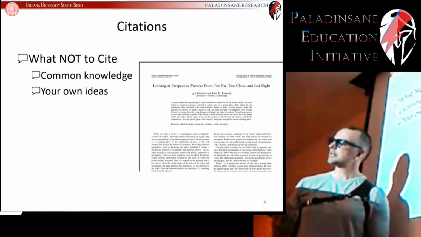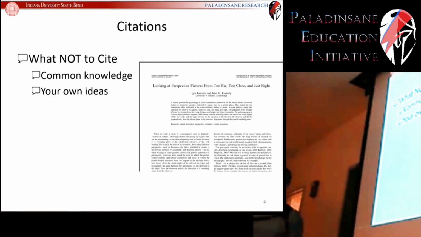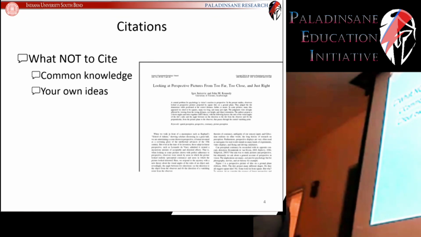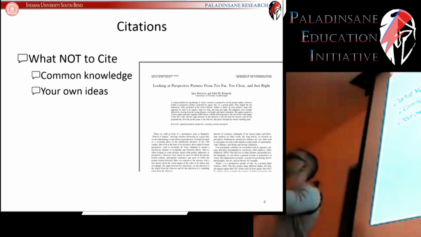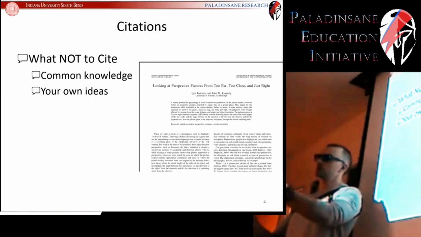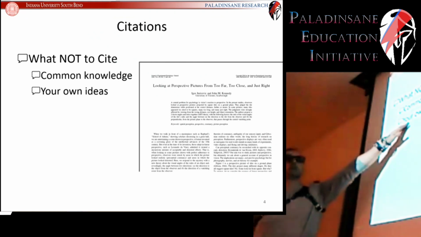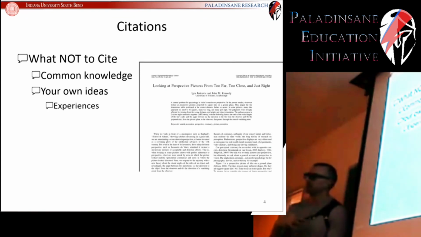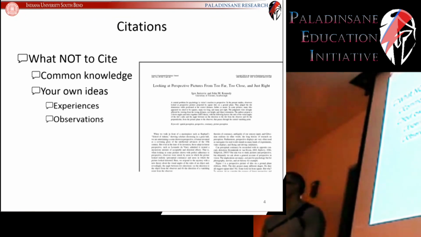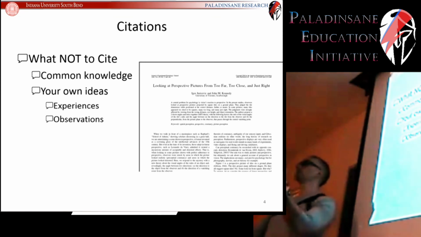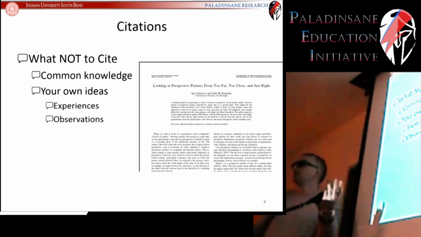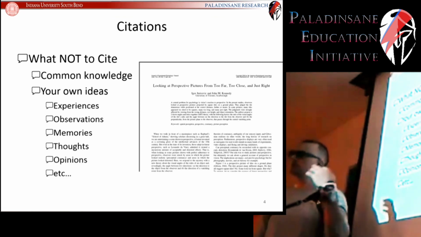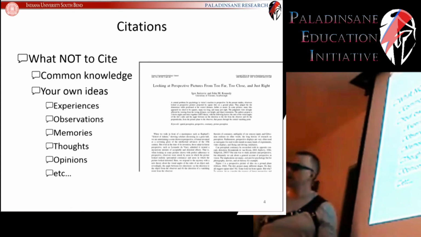The other big one is you don't need to cite your own ideas. Some of this research paper will be your own ideas, even in the introduction section. If you are talking about the implications of the results, for example in the conclusions, and you're saying, these results mean this, this is how psychology works, that's your own idea. You don't need to provide a citation for that. If you talk about your own experiences or your own observations, like, I have noticed in our world today that oftentimes people do this, you don't need to cite it either. Your own memories, thoughts, opinions, conclusions, anything that you come up with on your own that is your own work, you don't need a citation for.